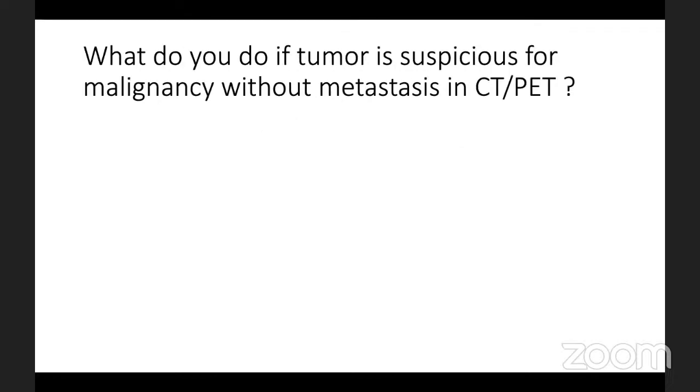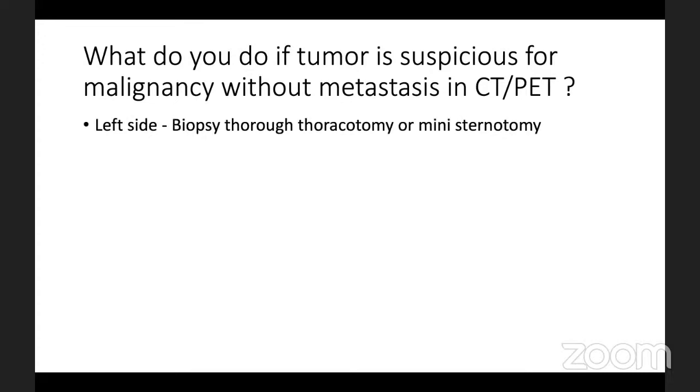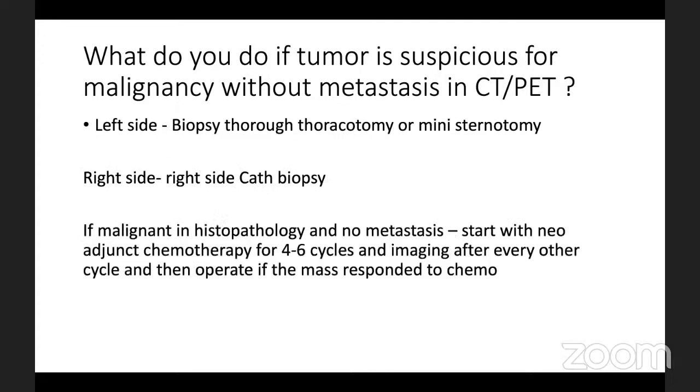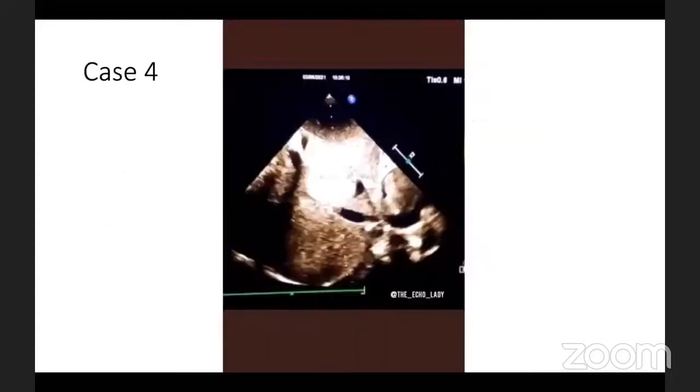What do you want to do if the tumor is suspicious for malignancy without metastasis in the CT or PET scan? If it's on the left side, as we mentioned, we do a biopsy through a thoracotomy or mini sternotomy, or you can go ahead with surgery right away. If it's on the right side, you can access it through a right side heart cath. If malignant in histopathology and there is no metastasis, you can start with neoadjuvant chemotherapy for 4 to 6 cycles, and you do imaging after every other cycle. And then if there is a response, you can operate.